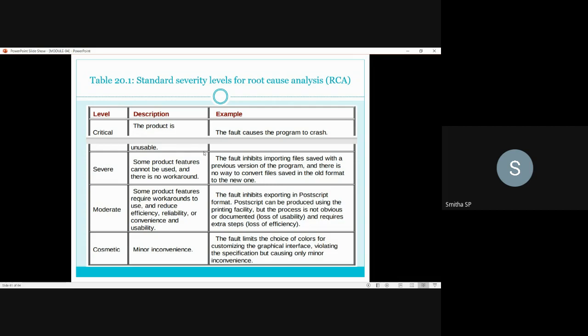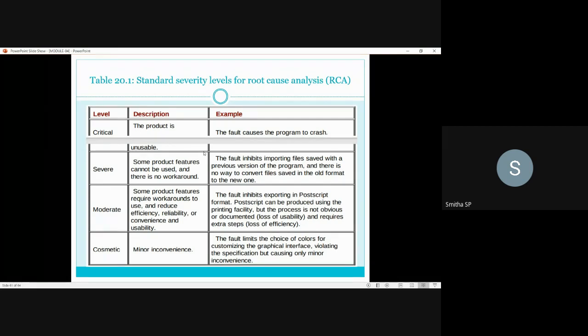So such faults we call a moderate one. The fault inhibits exporting in PostScript format. PostScript can be produced using the printing facility, but the process is not obvious or documented and requires extra steps. That is a loss of efficiency and a loss of usability. That's what they are telling you as an example for this moderate level of faults.